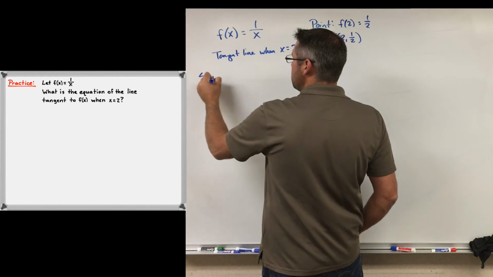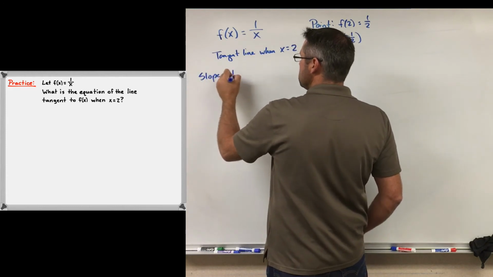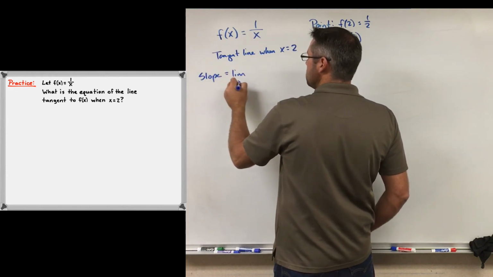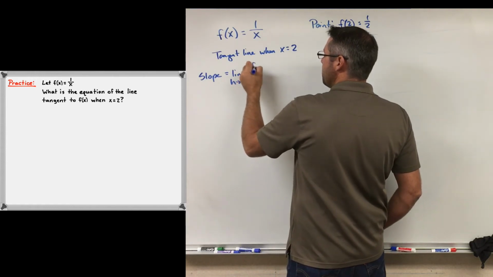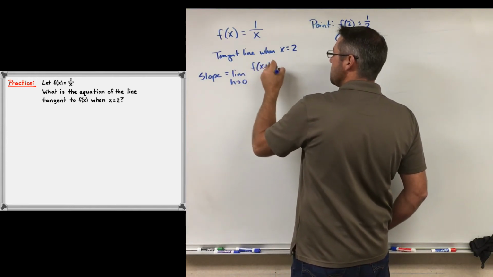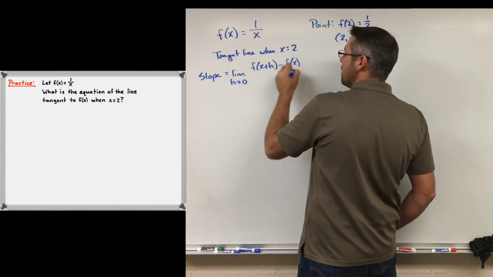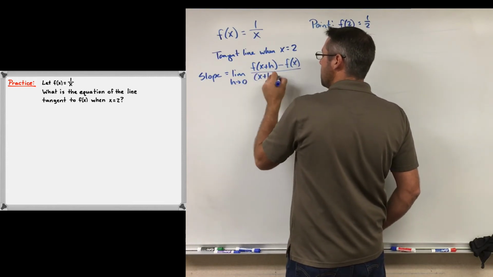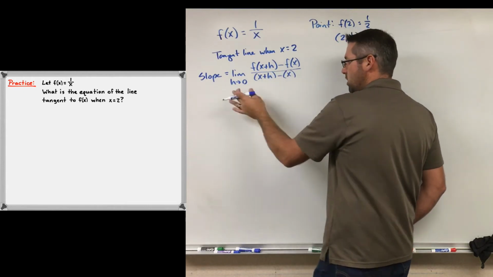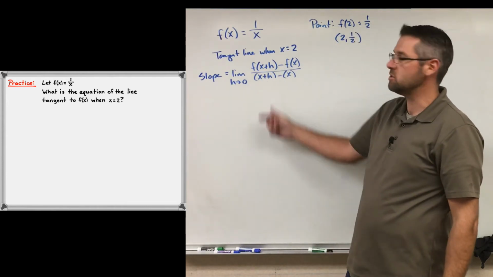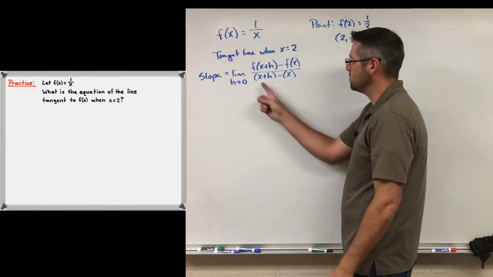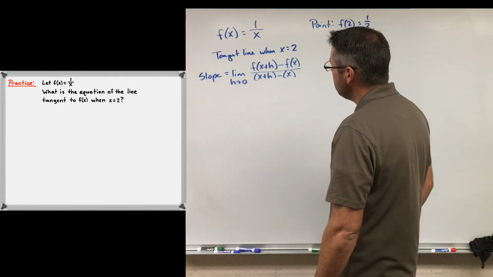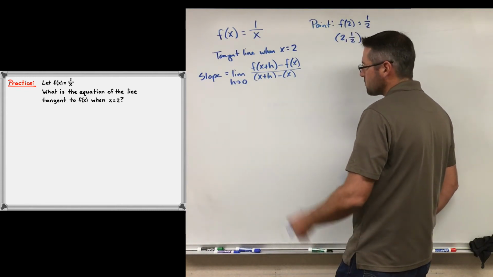So the slope of the tangent line is equal to the limit as h approaches 0 of f of x plus h minus f of x, all over, and I'll go ahead and do it, x plus h minus x. You could just put it all over h because that will always reduce to h. The x's will always cancel out. So we've got to figure out what these two values are.